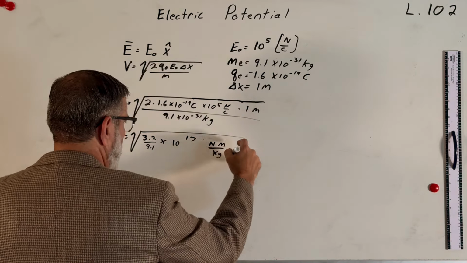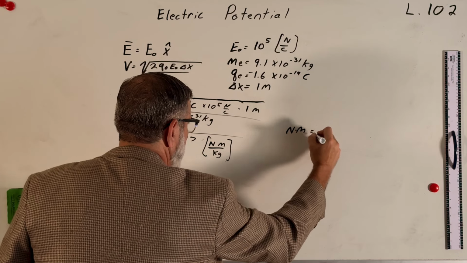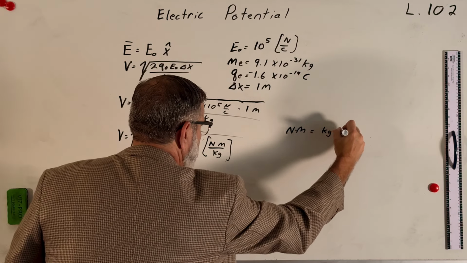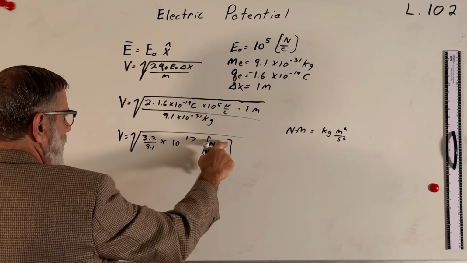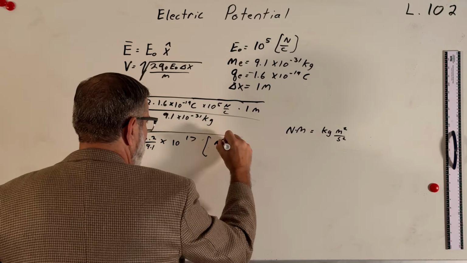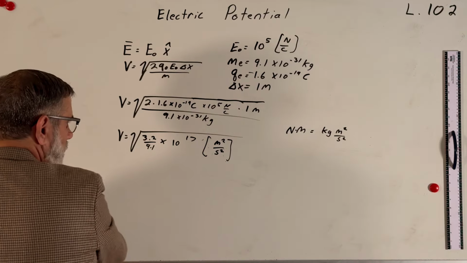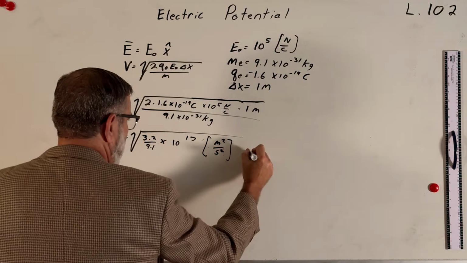So let's work on the units here. A newton times a meter is equal to a kilogram times a meter squared per second squared. So plugging that in here, we get that over kg. So this means that the units that we have in here now are meters squared per second squared. Okay? It's just the units. And so what is this actually equal to?